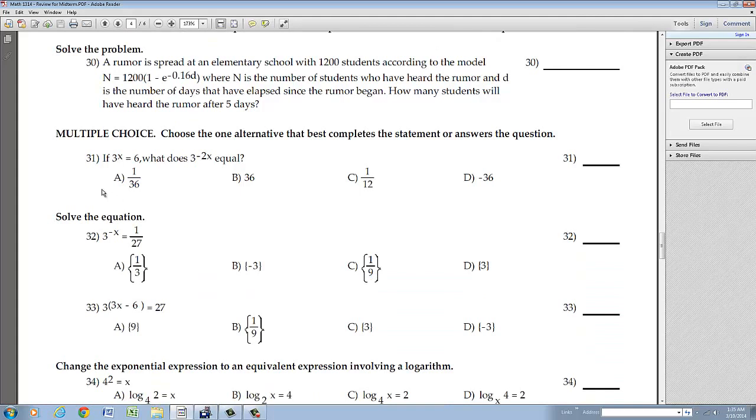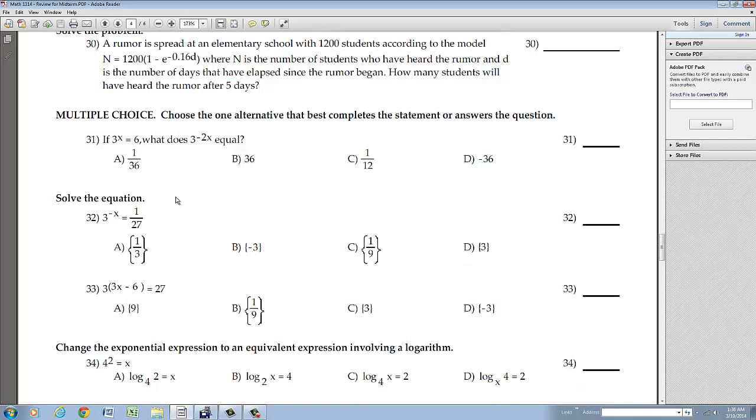Okay, 31. If 3 to the x is equal to 6, what does 3 to the negative 2x equal? Okay, well, that's just a matter of taking this equation. And how do I get 3 to the negative 2x here? Well, I take this side to the negative 2 power, that gives me 3 to the negative 2x. But if I take this side to that power, I have to take this side to that power. So 6 to the negative 2 is 1 over 36. So for 31, the answer is A.